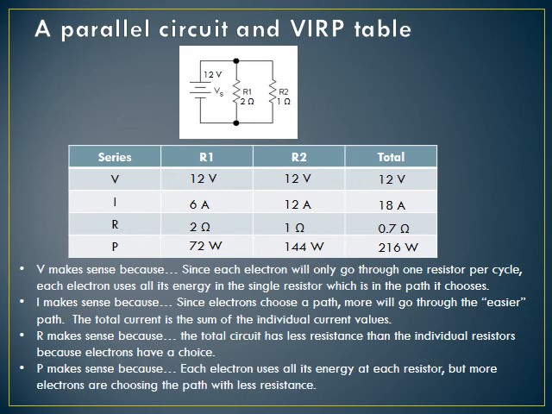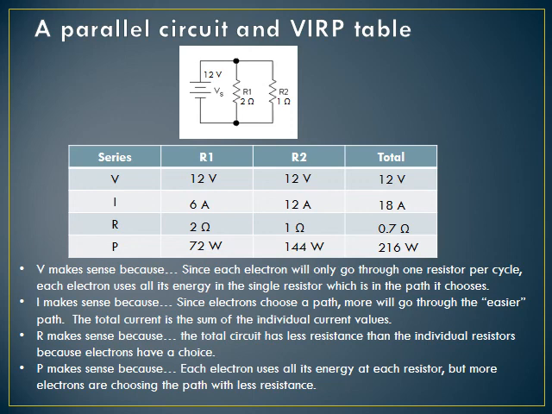And the last thing is power, which is the most important variable, of course. We noticed that, again, power is conserved, which it will be in every VIRP table you ever make. So R1 plus R2 is equal to total. That's a conservation of energy situation there. But the other thing you should notice is that in this circuit, R2 is actually the brighter bulb. It's spitting out 144 joules of energy every second, where R1 is only spitting out 72 joules of energy every second.